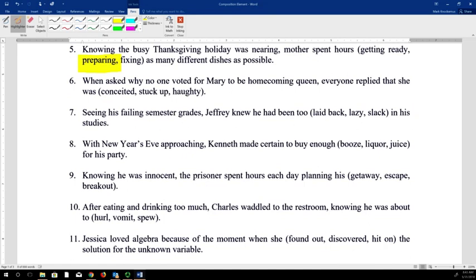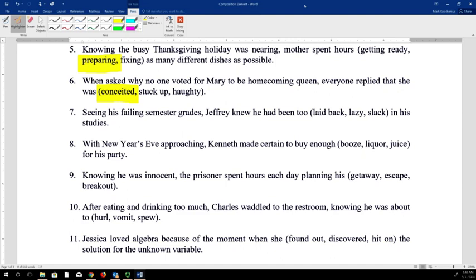When asked why no one voted for Mary to be homecoming queen, everyone replied that she was conceited. Conceited is a good word. That's standard English. Stuck up. You'll notice the direction. Slang. Haughty. That is antiquated. That's old-fashioned.